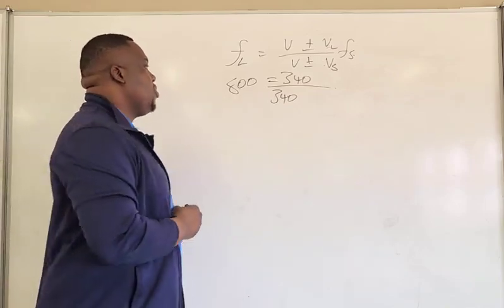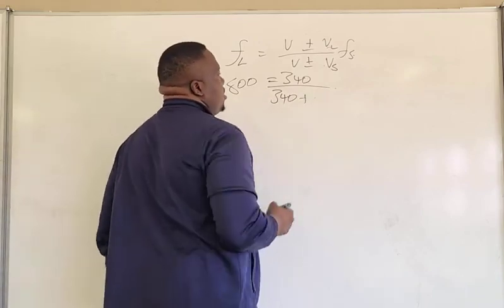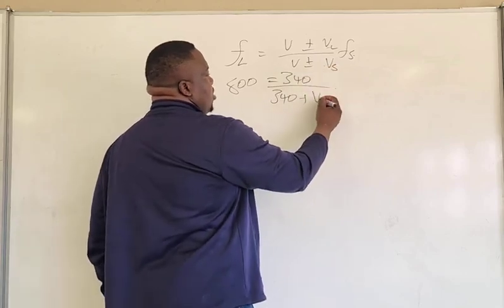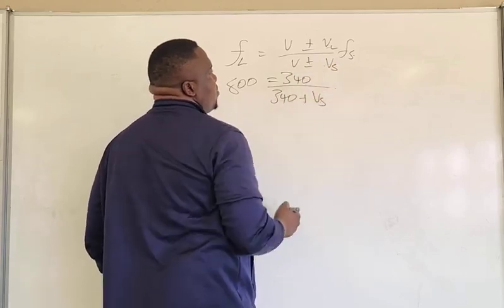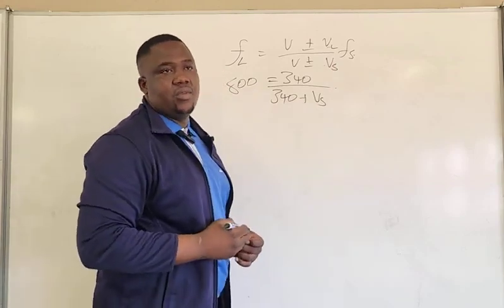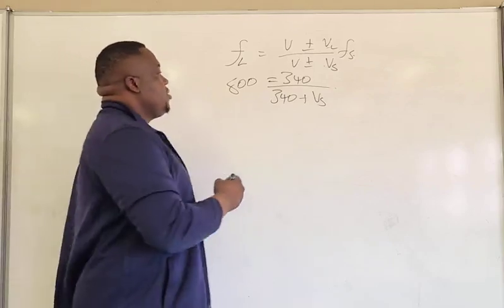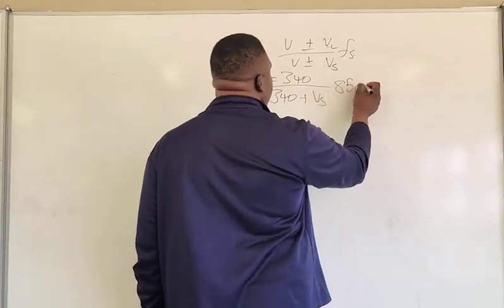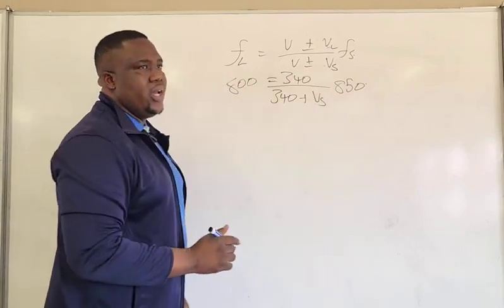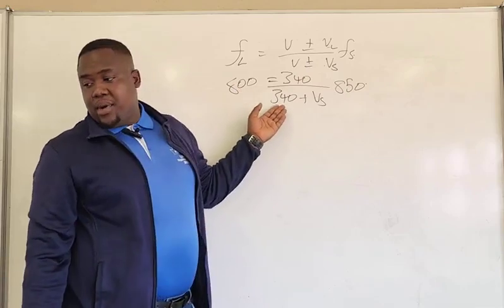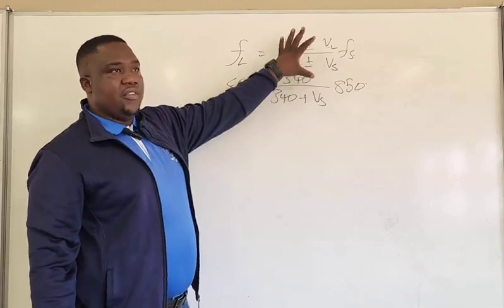So it must move away. When it moves away, we have a positive here. Then the velocity of the source, that's what we are calculating. Then the frequency of the source we were given, that is 850. So this is simple and straightforward. How many marks? 5 marks. So already you've got 4 marks.